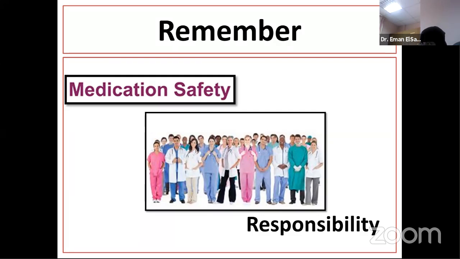The last question: if a drug event happens to the patient due to error, is this considered a crime, a criminal act, or a human error? This is a human error. I need to give you one message: 70% of errors come from the system, not from the human. So the last message we already gave you is that we need to change from who made the error to how it happened.